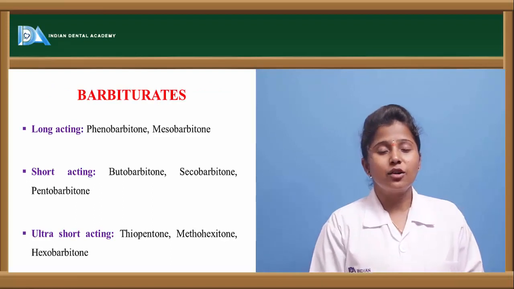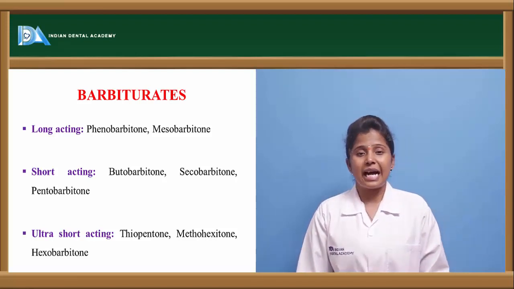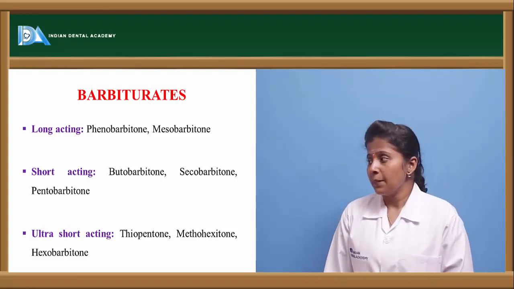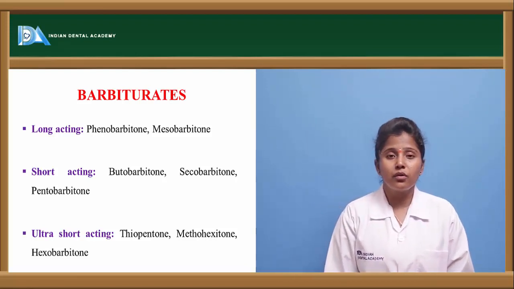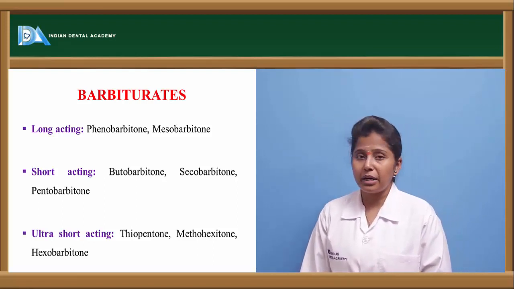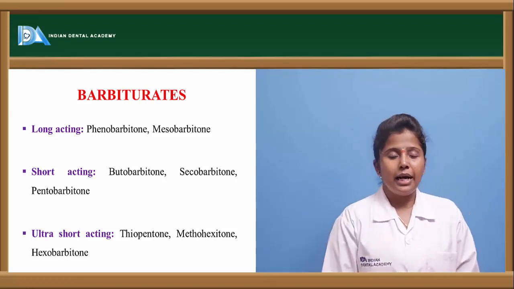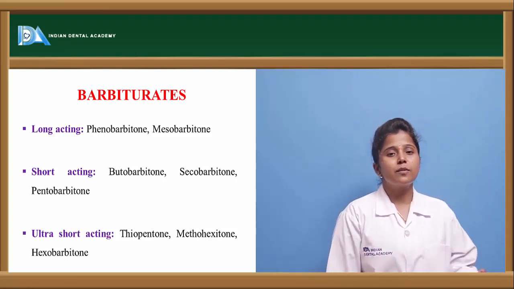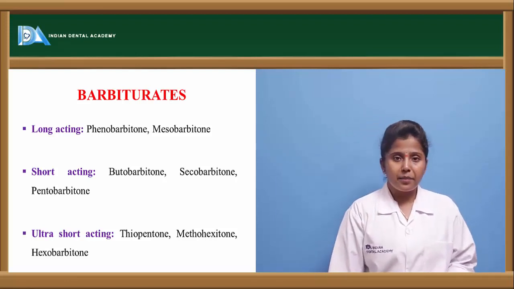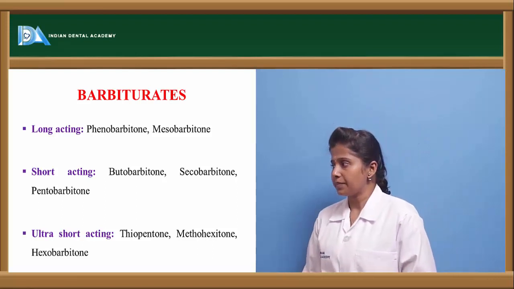Let us see the first category of drugs, that is barbiturates. Based on the duration of action, they are classified as long acting, short acting and ultra short acting drugs. Long acting drugs are phenobarbital and mephobarbital, short acting drugs are butobarbital, secobarbital and pentobarbital, and ultra short acting drugs are thiopental, methohexital and hexobarbital. The name is altered; it is just an alternative name for all these drugs.